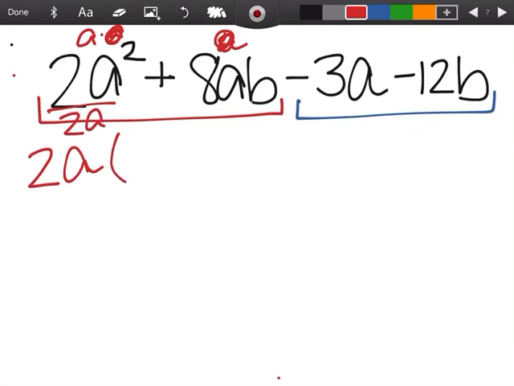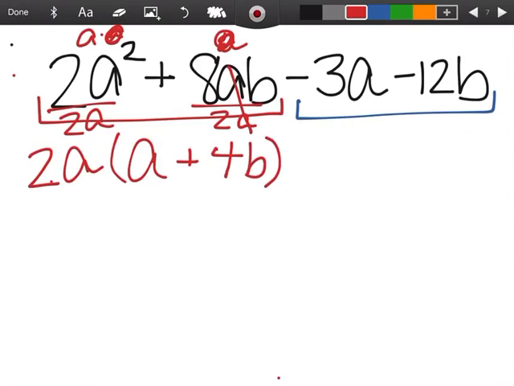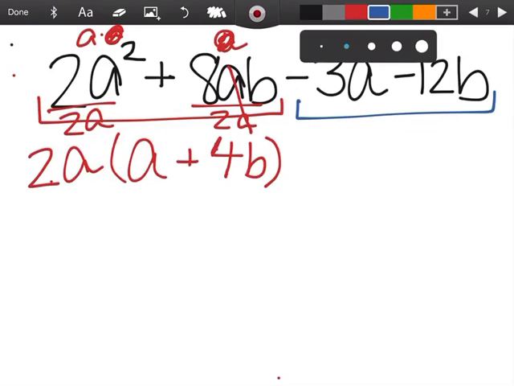So what's left in the first term when I divide out a 2a is just a, and what's left in the second term when I divide by a 2a? Well, 8 divided by 2 is 4. The a's cancel, and then I'm left with a b. So I'm left with a plus 4b. So what's in the parentheses when I factor out the GCF in the blue group needs to also be a positive a plus 4b. So for that reason, I'm going to look at negative 3a and negative 12b.